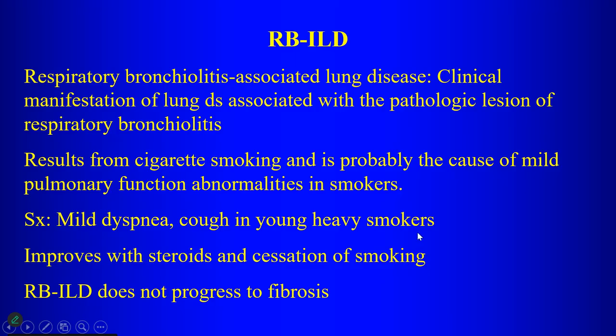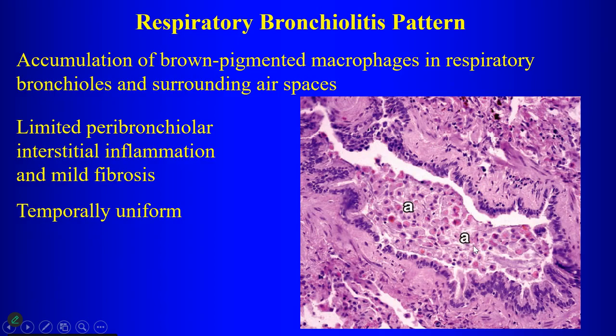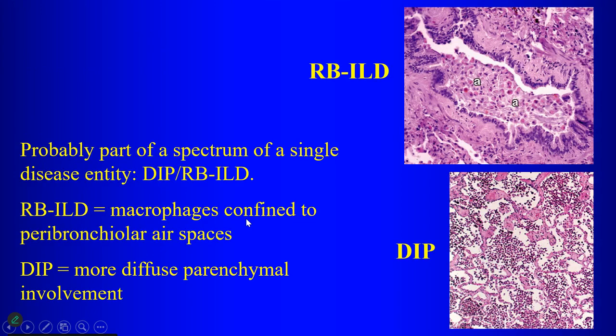So RBILD, that's when the patients are symptomatic, again related to smoking, mild shortness of breath. This also resolves with steroids. By the way, this is much more common than DIP, right? We will see these macrophages accumulate within the airways and also around the airways. That's why you'll get that. The inflammation is centered around the central lobular bronchioles. That's why you have central lobular ground glass opacities. It tends to be temporally uniform.